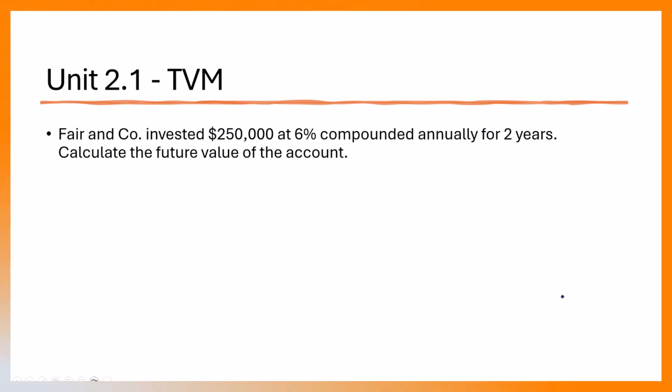All right, question number 4. Fair & Co. invested $250,000 at 6% compounded annually for 2 years. Calculate the future value of the account.